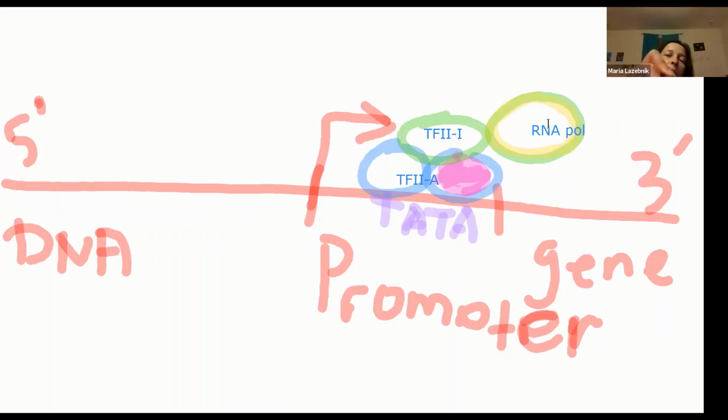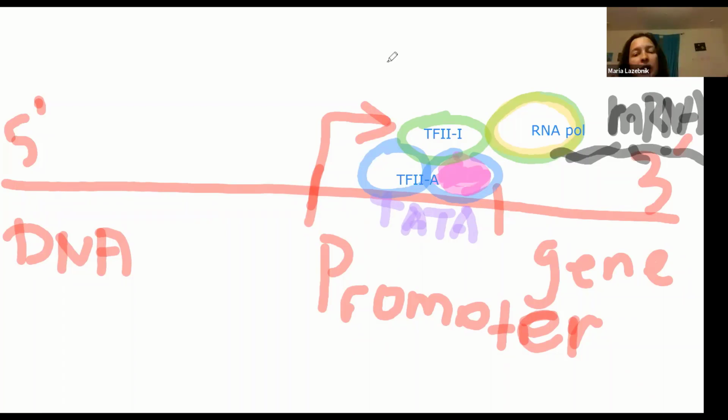Okay. And RNA polymerase is going to make a default amount of mRNA. So here it's making, in gray, this is our mRNA. And it's making that, okay? Now, far away from the proximal promoter is a distal element called an enhancer element.